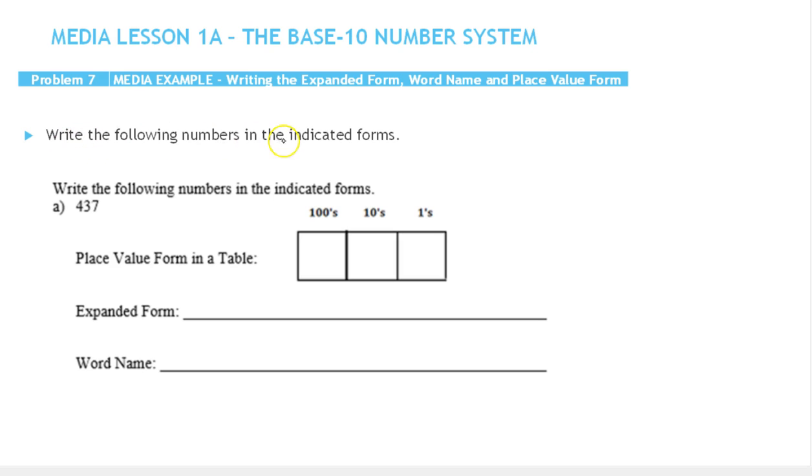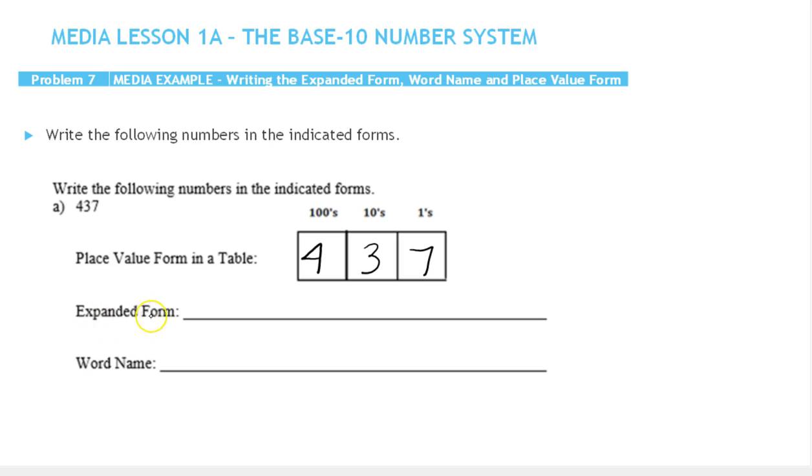Write the following numbers in the indicated forms. So here we're given 437, and we're asked to put it in the place value form in a table. So 437, we can call this a number or numeral, and sometimes we also call it the place value form, but it's not in a table showing the individual place values. So to put it in the table, the 4 is in the hundreds place, the 3 is in the tens place, and the 7 is in the ones place.